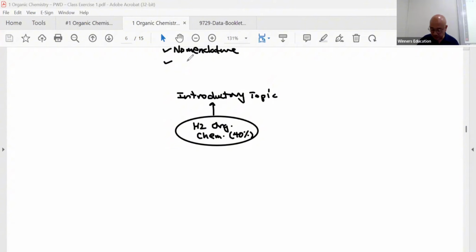We also learn about the different types of formula. This is the one that I worry about for some of you, because you're not very careful. If they want structural formula, you have to give structure. If they want skeletal, you have to give skeletal. What else do we learn over here?